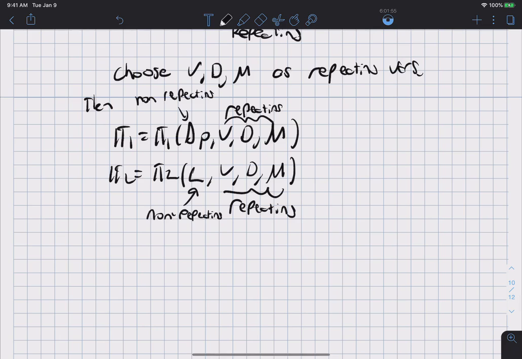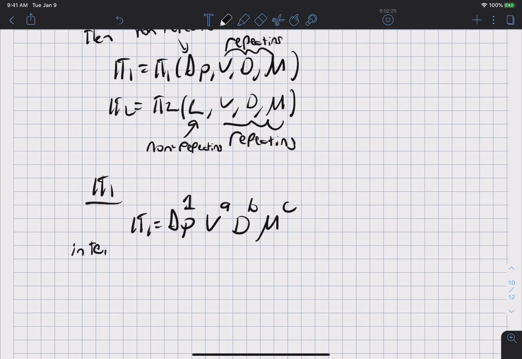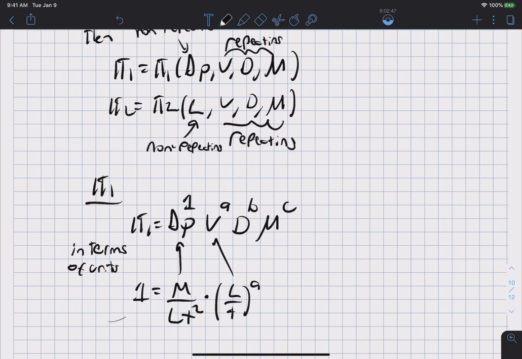So for pi1, we have pi1 equals the non-repeating variable raised to the first power times the first repeating variable raised to some power, I'll just call that a, times the second repeating variable raised to some power b, times the viscosity, the third repeating variable, raised to the c power. Okay, and then in terms of units, we want pi1 to be dimensionless, so we have the units of 1, times delta p, which is mass over length times time squared, times length over time raised to the a, times length to the b, times mass over length times time raised to the c.